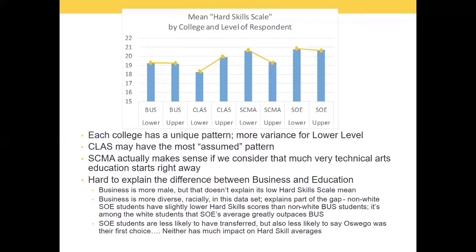So I wanted to look at some group-based differences that might explain some of this, because I know the set of students taking business is very different from the set of students taking education. So first of all, I looked at gender. Business is definitely significantly more male, many more male students, but that does not explain any of these differences between these 2 areas. In this sample, business is more racially and ethnically diverse than education. And that does explain part of the gap in that the non-white School of Education students have slightly lower hard skills scales than the non-white business students, which is fascinating and not great. But it's really among the white students that the School of Education's average is being elevated above business.